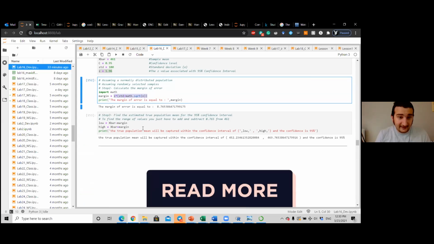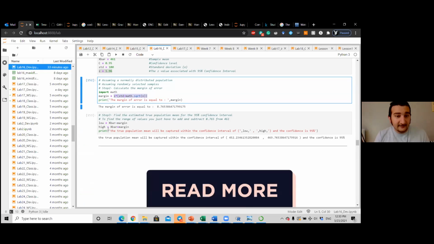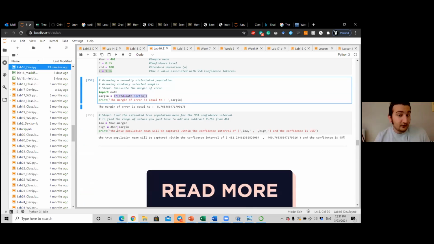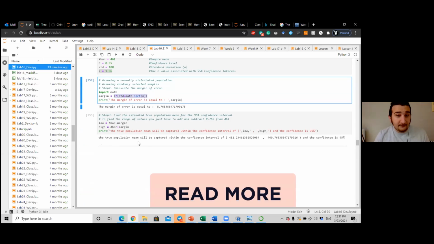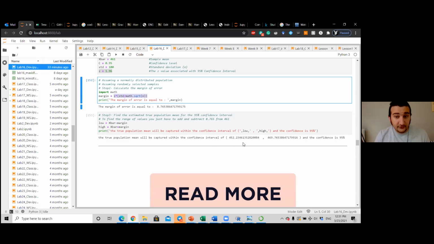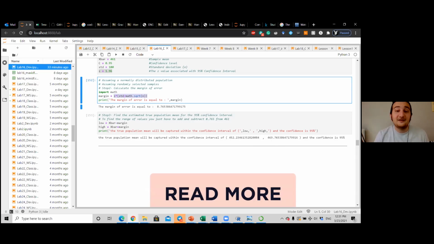In the next step, I'm going to say x bar, which is my sample mean, minus the margin of error, gives me the lower threshold. And x bar plus margin will give me the upper threshold. And I'm going to come out and say the true population mean will be captured within the confidence interval of 452.2 and 469.8, and the confidence is 95%.